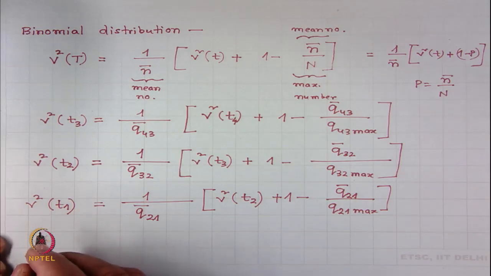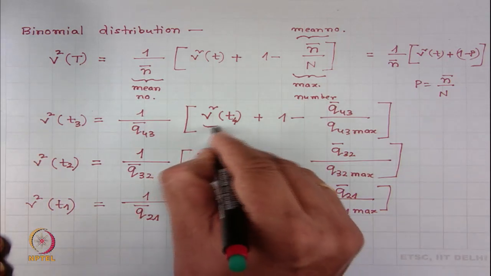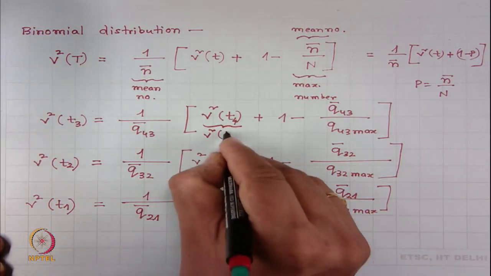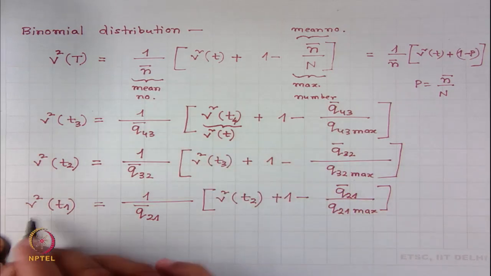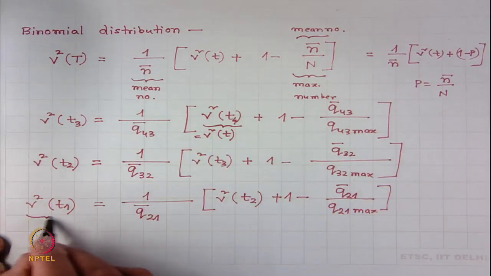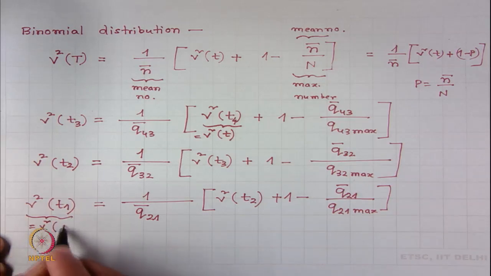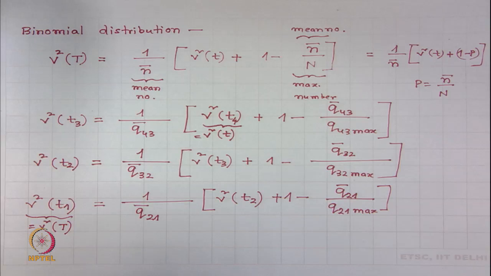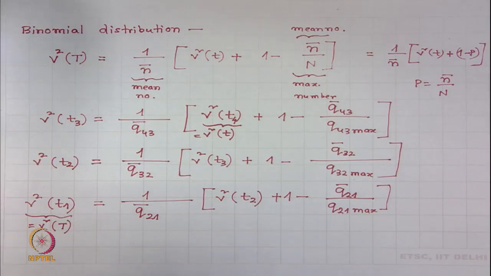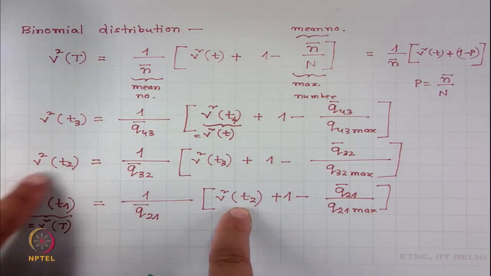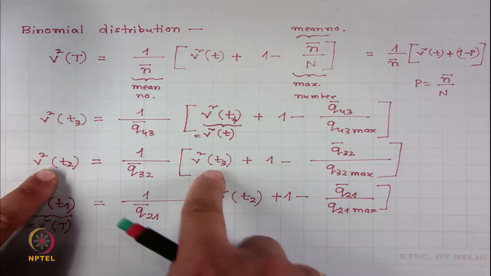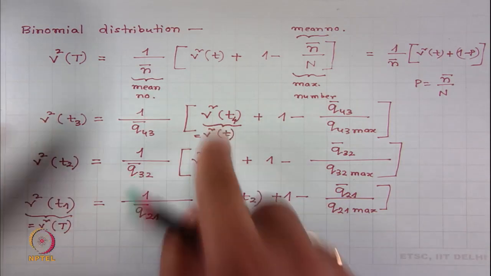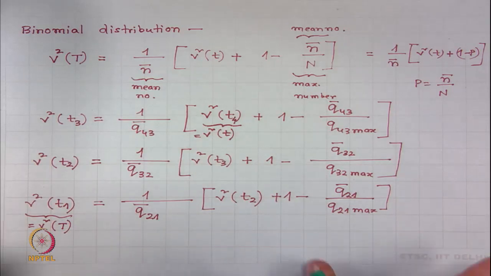So this we can also write as V square t, and this we can substitute by V square capital T, isn't it? Now, what we will do? We will now write it together. So here we will substitute this expression, then this will be substituted by this expression. So it will be a quite long expression. So let us do that.